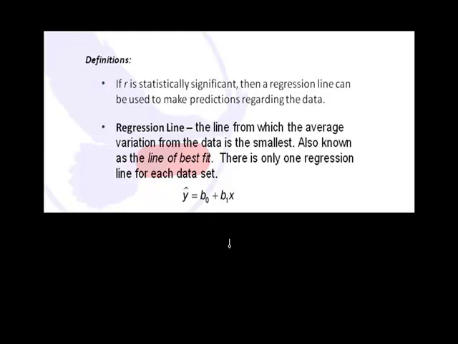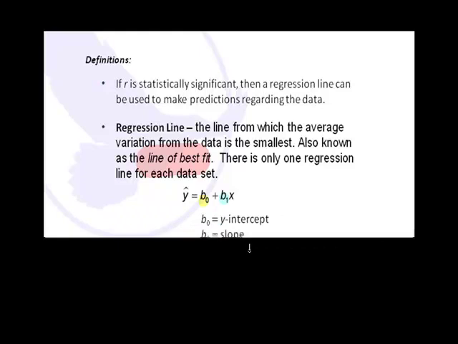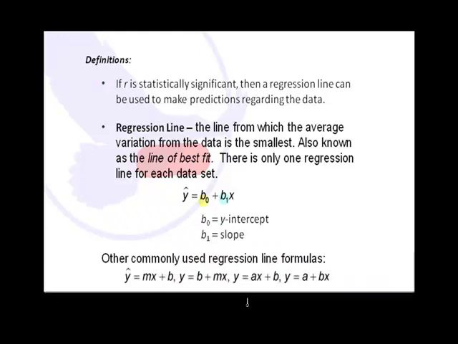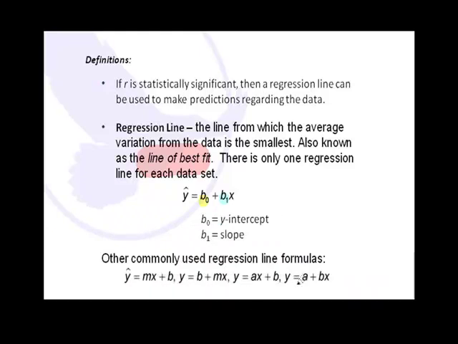So y hat would be the value. b sub 0, called b naught, is your y-intercept. b1, that's the coefficient or slope of the variable. You've probably seen this before in one of these forms. Most commonly seen, mx plus b.